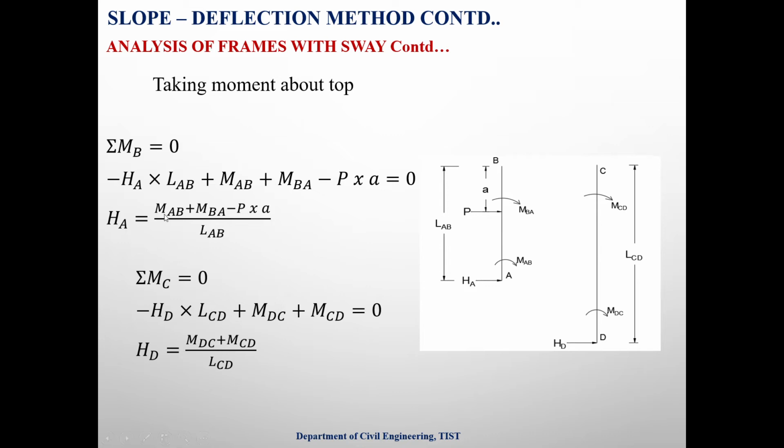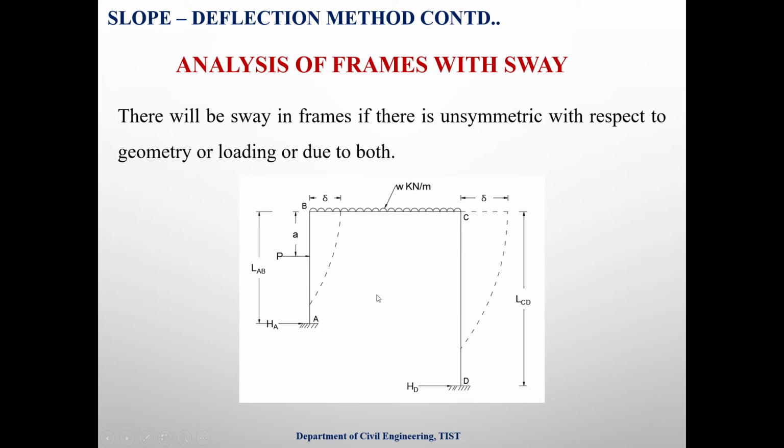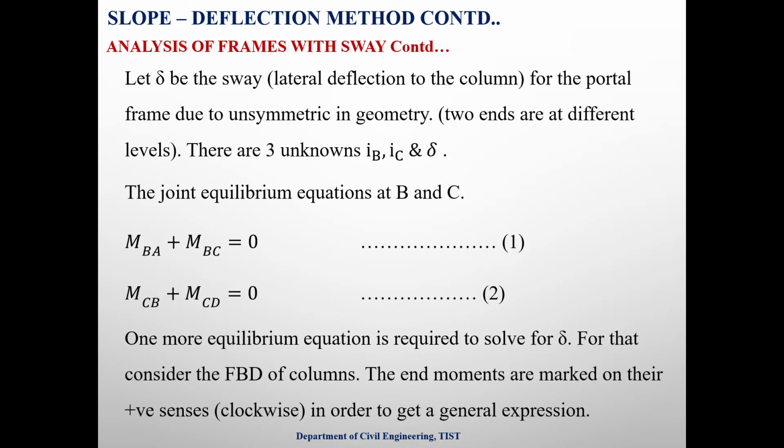After getting the equations for HA and HD, then considering sigma Fx is equal to 0, we can write HA plus HD plus P is equal to 0. That is your third equation. This equation is known as the shear equation or shear condition. By using these three equations, that means MBA plus MBC is equal to 0, MCB plus MCD is equal to 0, and HA plus HD plus P is equal to 0, we can find out the unknowns in this case.